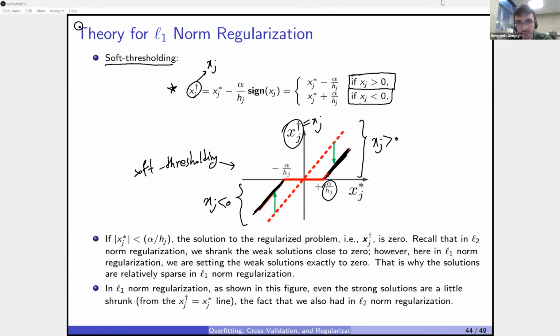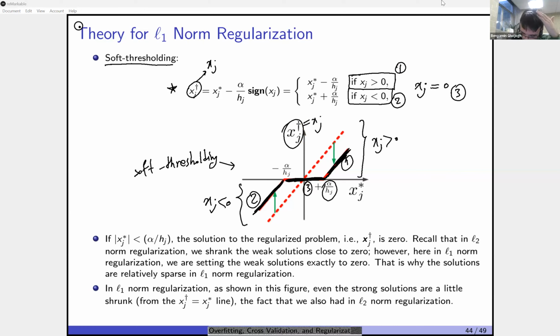Now one case remains. When xj is 0, what happens? This is exactly this line, because the y-axis is xj, so xj needs to be 0. So we'll have 3 pieces: one piece, the second piece, and the third piece. 1, 2, 3. Right? This function is called soft thresholding.